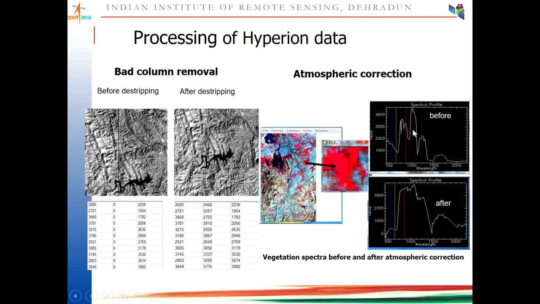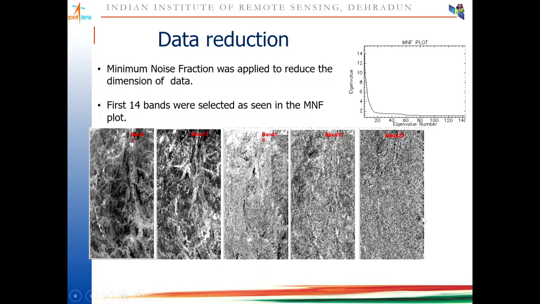Then for the atmospheric corrections, there are techniques available like FLAASH, and different radiative transfer model based tools are available in the software. Those can be used for the atmospheric correction. You can use FLAASH, you can use ATCOR and all these. Here we are just comparing: before, the radiance spectra of vegetation looks like this, but after atmospheric correction, the typical reflectance spectra of vegetation looks like this. Now, as I said, after that comes the data reduction.